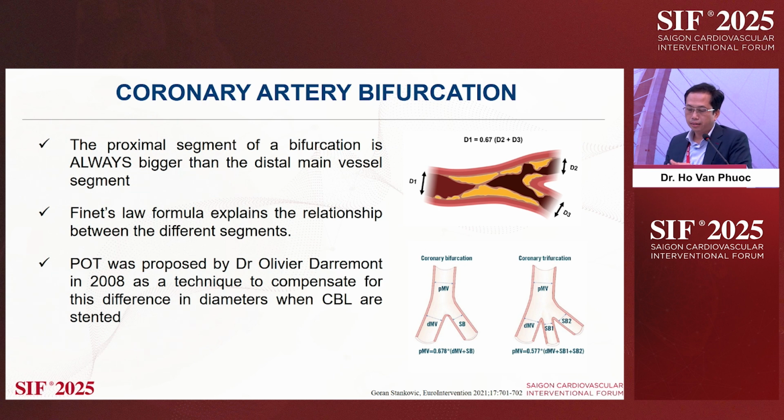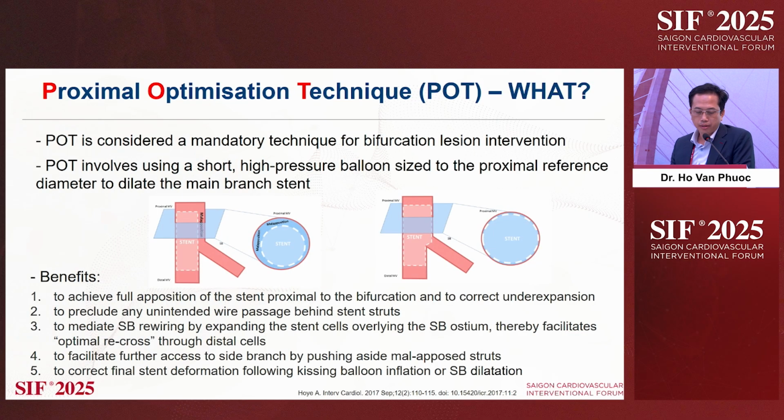To understand the anatomy of the bifurcation is key. The proximal segment of the bifurcation is always bigger than the distal main segment. And the Finet law formulas apply the relationships between the different segments. And in the year 2008, Dr. Olivia proposed the technique called POT, proximal optimization technique, to compensate for the difference in diameter when stenting the coronary bifurcation lesion.